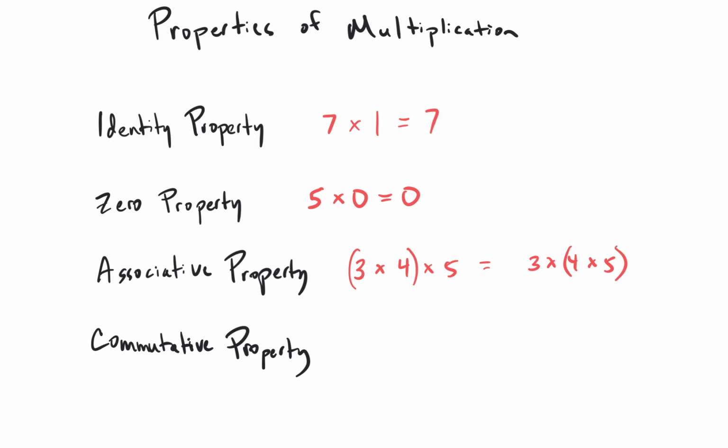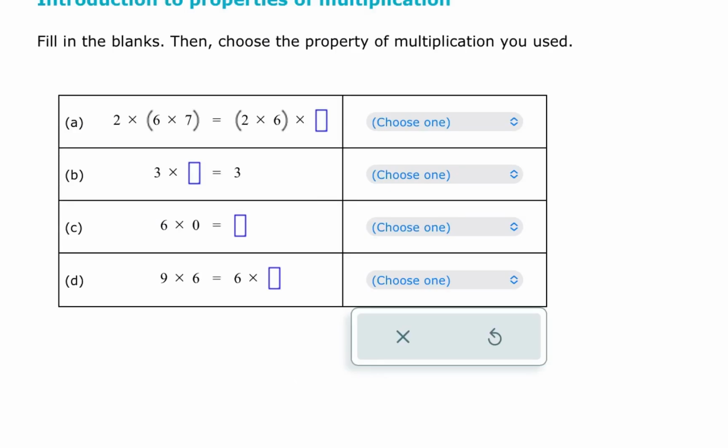Our last one is the commutative property, and it says when you multiply something like 3 times 4, it's exactly the same thing as multiplying 4 times 3. It's basically turnaround facts. So if you turn an array around, a 3 by 4 array becomes a 4 by 3 array, but there's still the same amount of x's or counters in your array. So let's look at a few examples of how we can identify these properties.